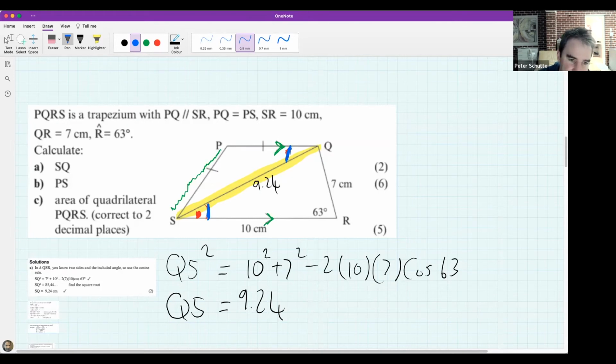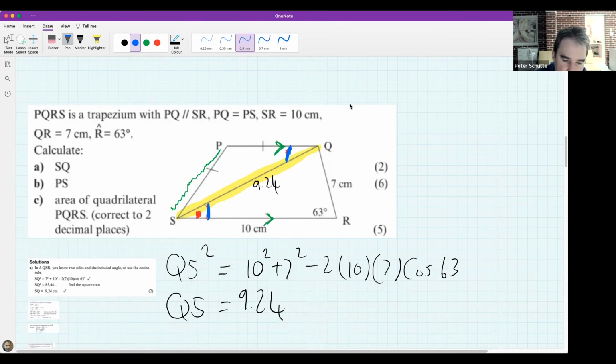And then, if you know that, I suspect you may also know something else. Okay, but let's try and get this angle S here. Let's try and get that one. Now it's worth 6 marks, so you know it's going to be a bit of work.